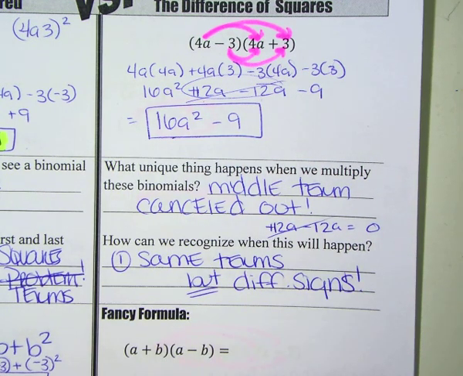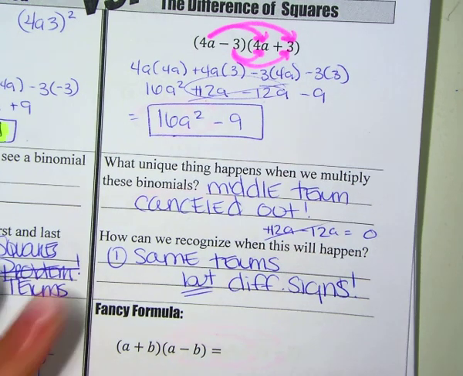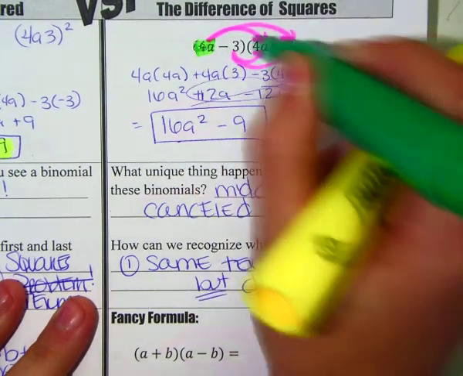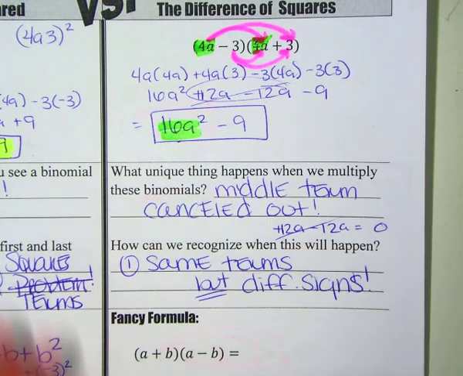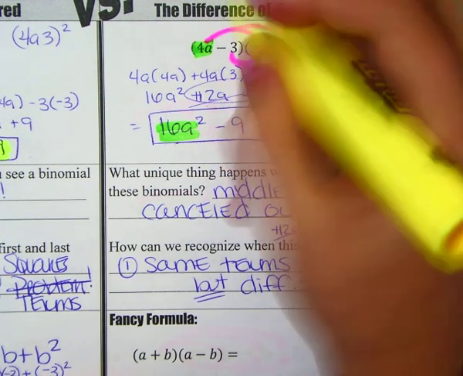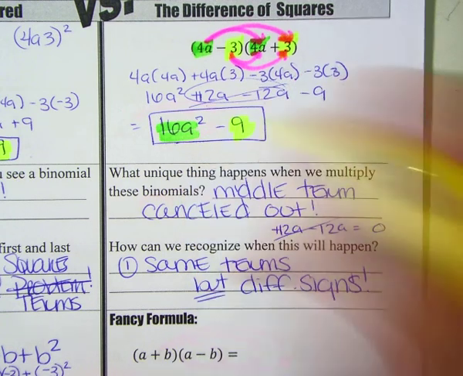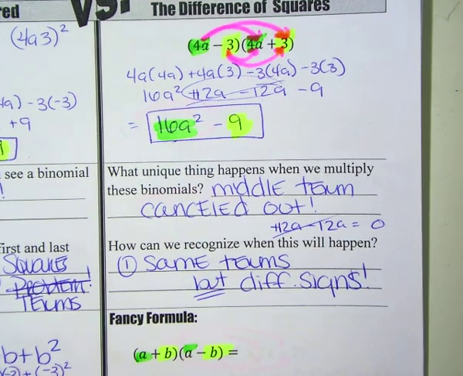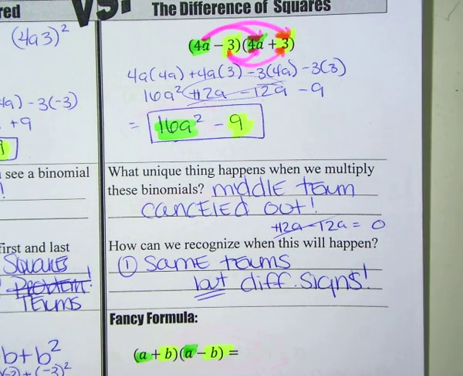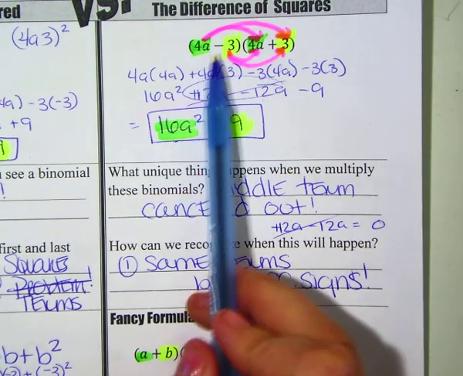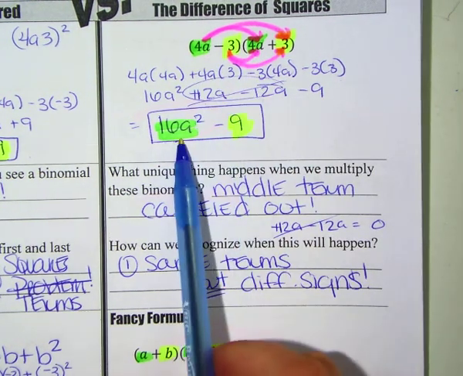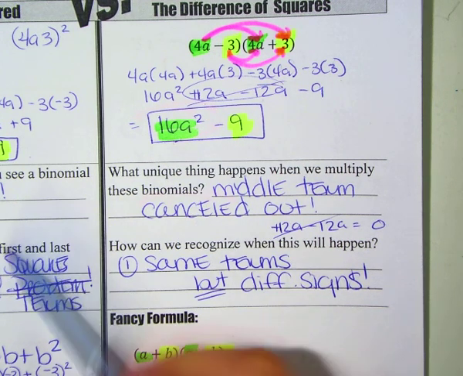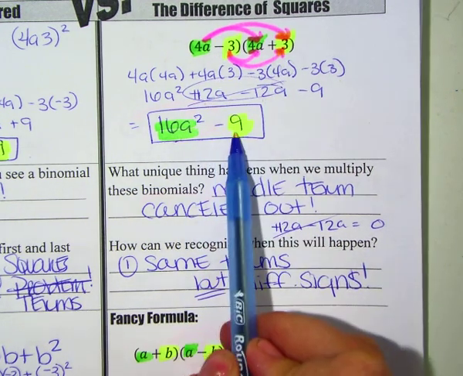Well, let's take a look. Let's highlight just like we did last time. Let me highlight this one. All right. So what did we do here? We did 4a times 4a, which is 16a squared. The middle term cancels out. Then negative 3 times positive 3 is a negative 9.